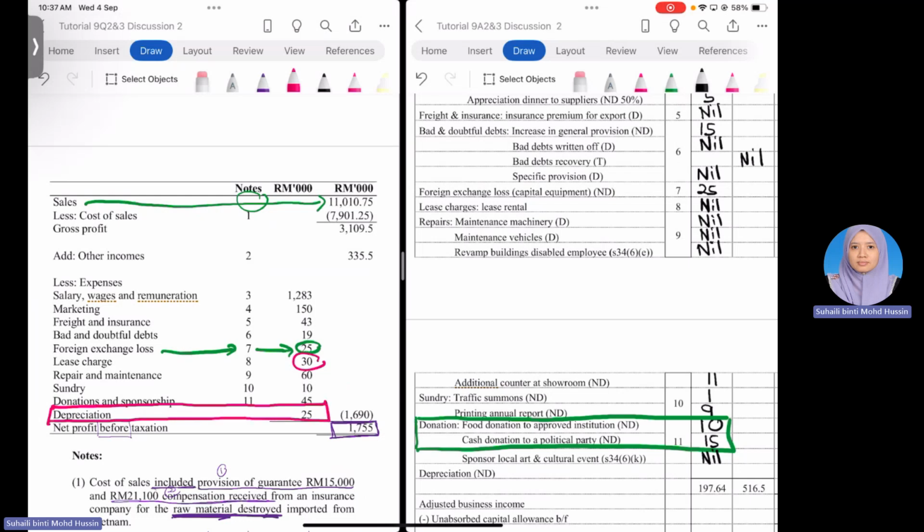Depreciation. They don't give you any notes. Similar with the sales just now, they don't give you any notes either. But for sales, we ignore the transaction because we assume that this is 100% related to production.